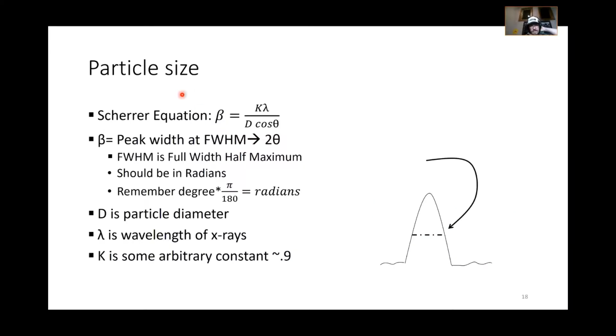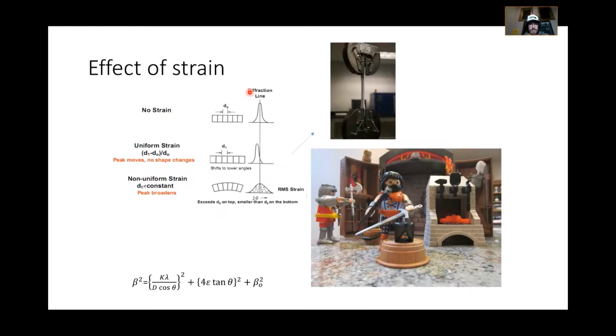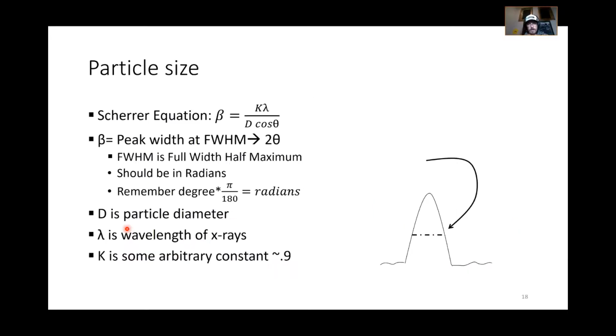Particle size. You can calculate particle size from XRD spectra using the Scherrer equation. This Scherrer equation is very similar in form to the strain equation. I hesitate to go back to the slide with my animated GIF, and I'm having a little bit of computer trouble. This equation here is pretty much the Scherrer equation, except we're squaring things. Now let's see if I can move to the slide I care about. Yes, the slide I care about. I love you, slide I care about.